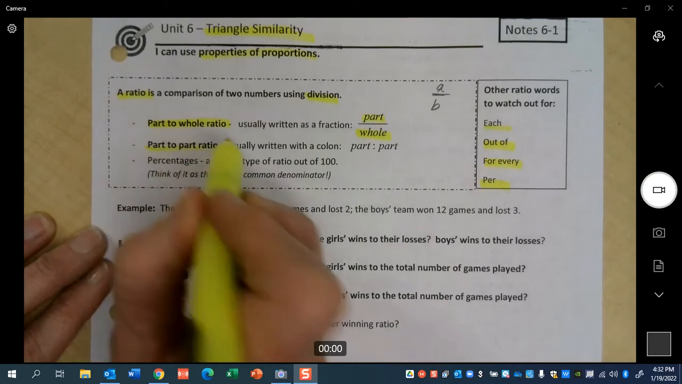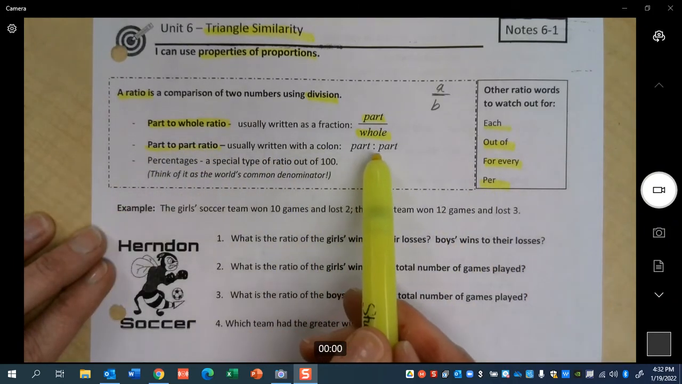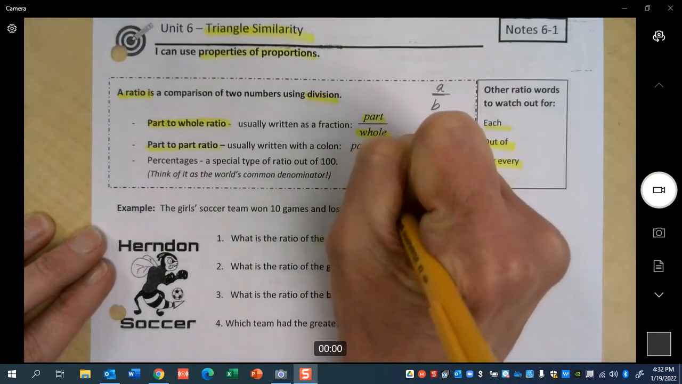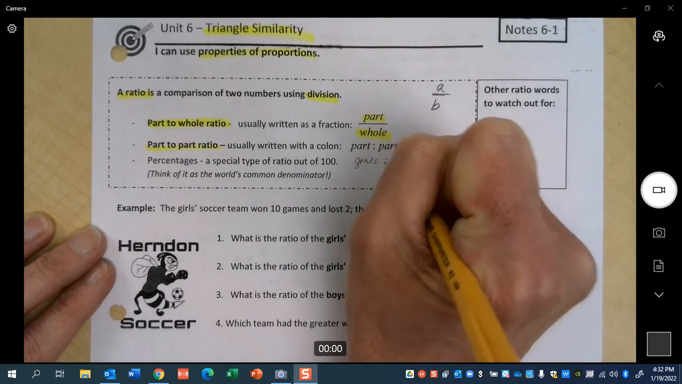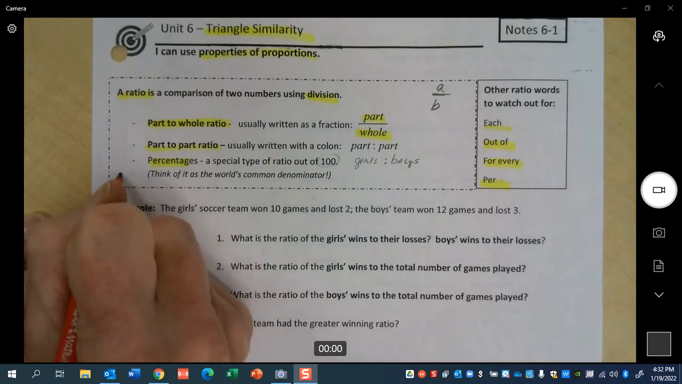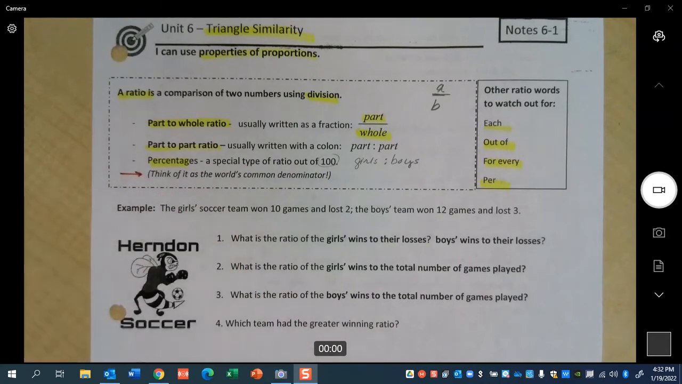A part to part ratio is usually written with that colon. And this is like from the warm-up we did where we talked about our number of girls to the number of boys. Those two are part to parts. Now, when we talk about percentages, that's where we talk about that ratio being out of 100. And I like to think of that as the world's common denominator. If you go home and you tell your mom you got a 12 on the test, she doesn't know what that means. 12 out of what? But if you tell her you got 100%, a 12 out of 12, well, then she knows you rocked that quiz. You did a great job.